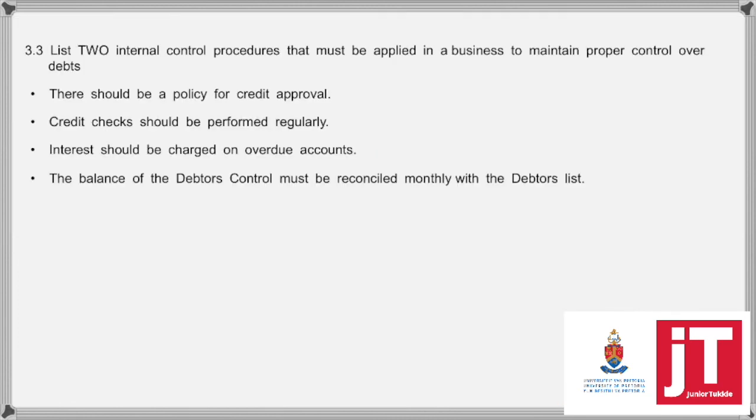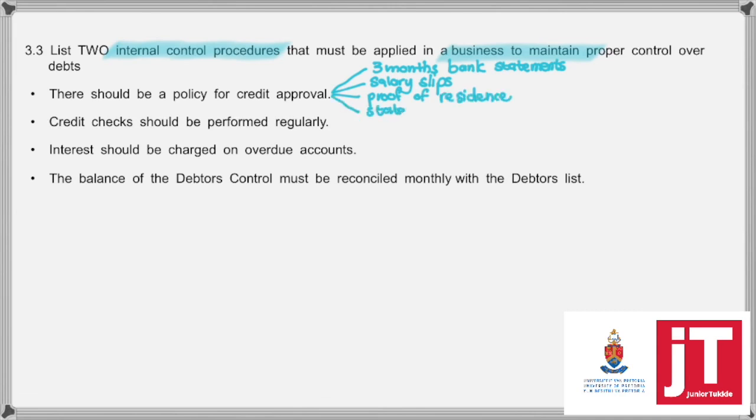So then we move on to the theory question. They say list 2 internal control measures that must be applied in a business to maintain proper control over debtors. So there should be a policy for credit approval. Now, credit approval will include things like 3 months of bank statements, your salary slips, proof of residence, statement of income and expenditure to prove that you actually can afford the credit.